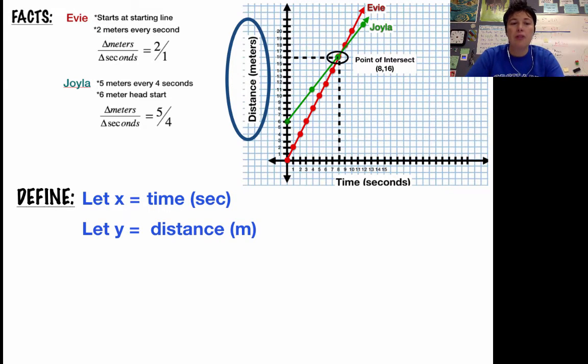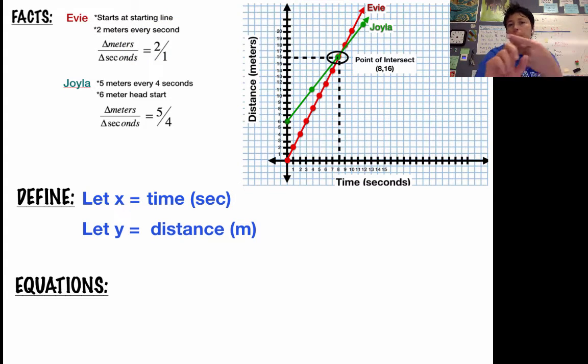There's my 2 variables. Now I'm going to write some equations. Well, there's going to be 2 equations, one for Evie, one for Joyla. And they both are linear lines. So think y equals mx plus b. Let's start with Evie first. Her speed, her rate was 2 over 1. It went up 2 meters over 1 second. So she has a 2 over 1 slope. So m is 2 over 1, x, plus what's her b? Where did her line start?